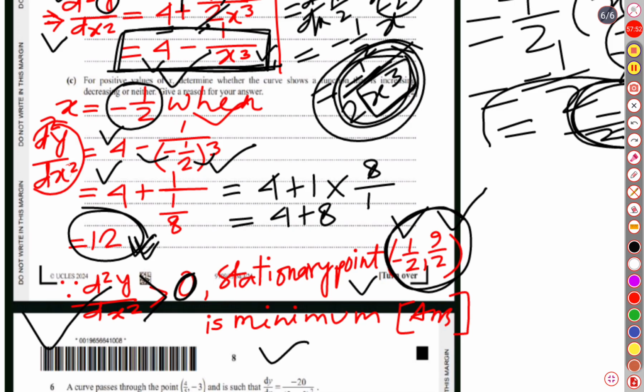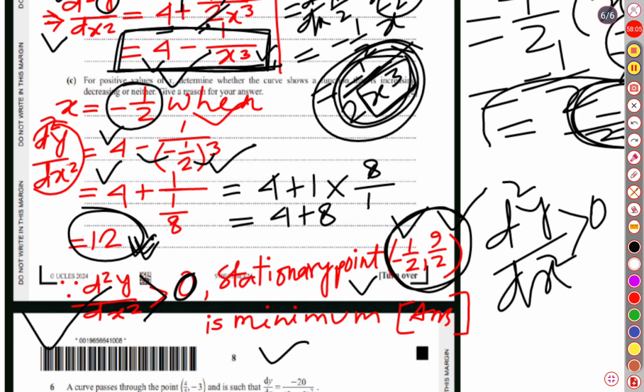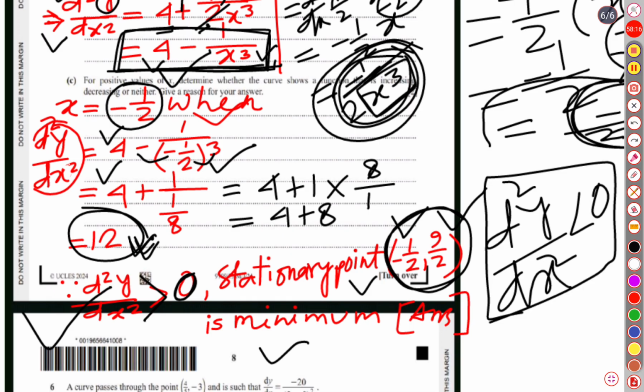So how to know whether the stationary point is maximum or minimum? If d squared y over dx squared is greater than 0, then it is minimum. If it is less than 0, then maximum. So these are the two points. If the second derivative d squared y over dx squared is less than 0, then it is maximum. If it is greater than 0, then it will be minimum. So here we have got the value of d squared y over dx squared is 12, which is more than 0. That means this is a minimum.